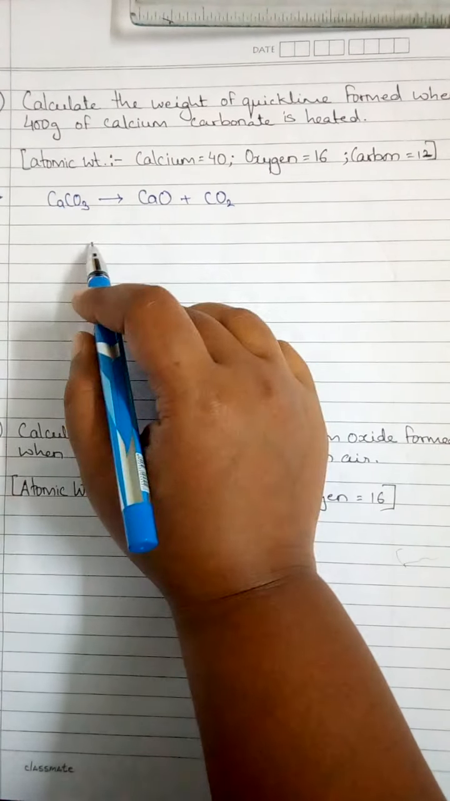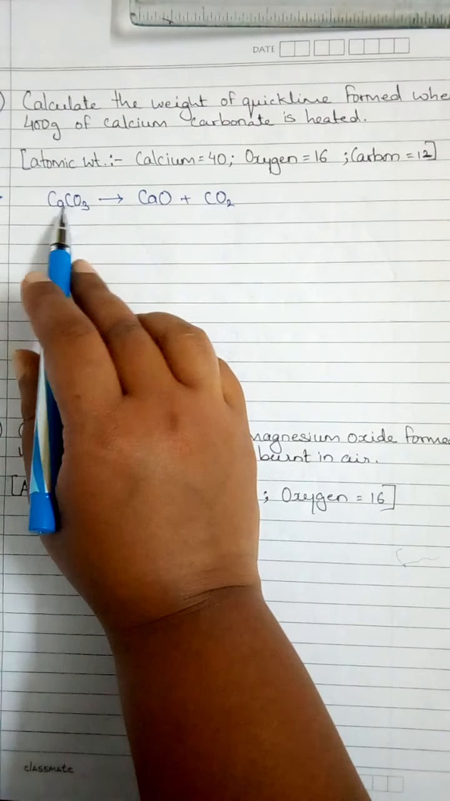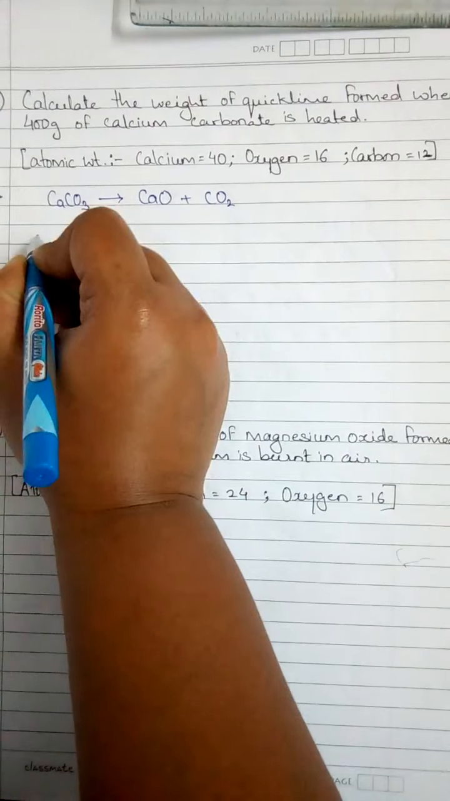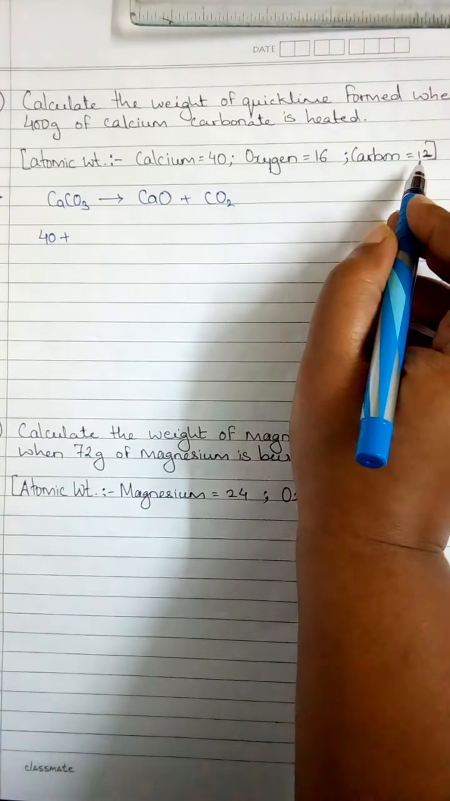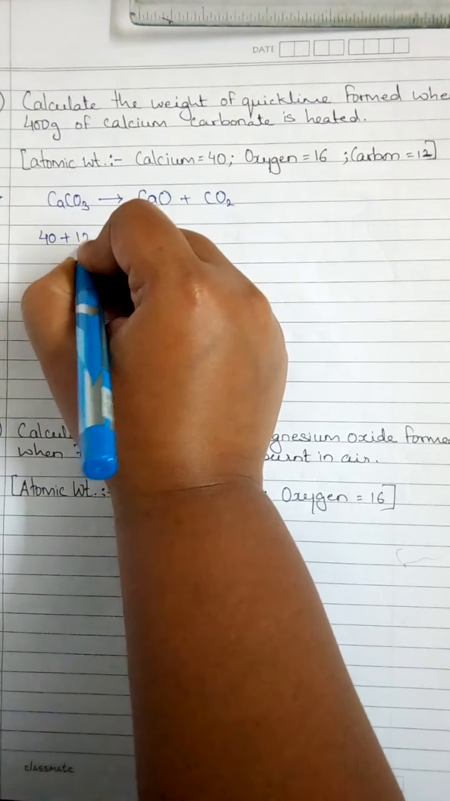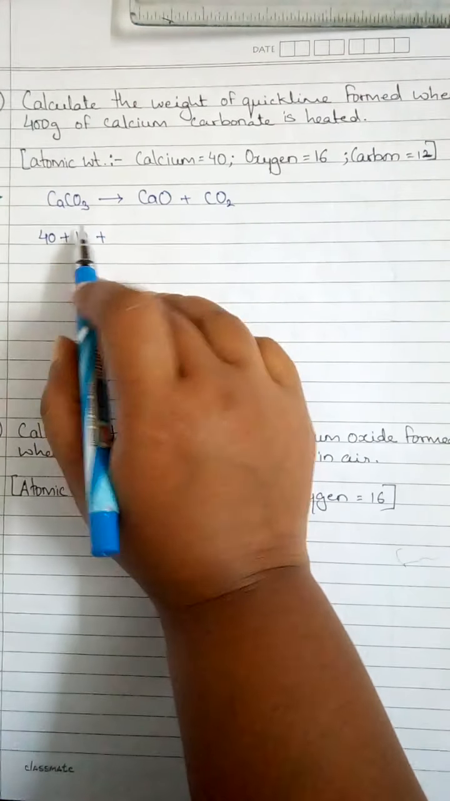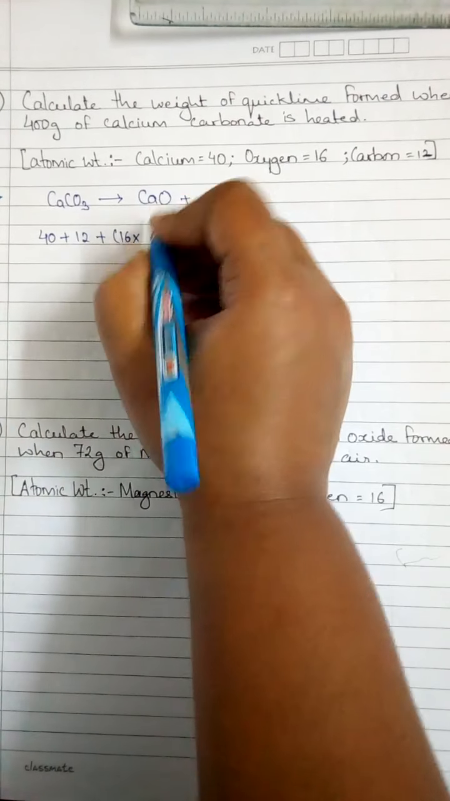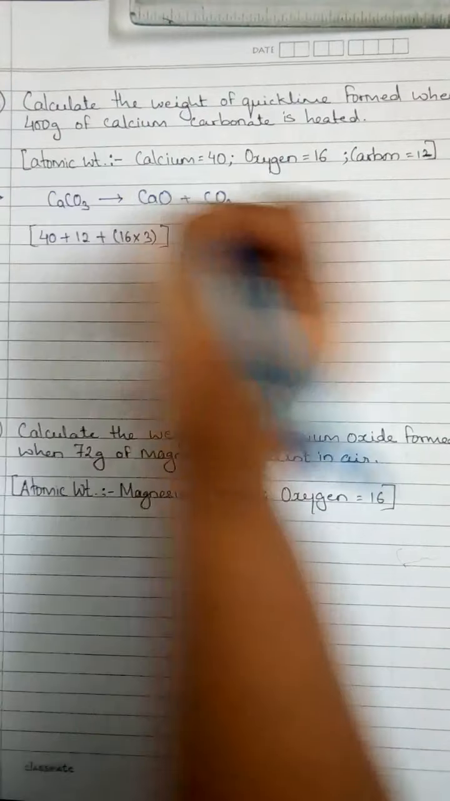Okay, we'll write the atomic weight. Ca is how much? Atomic weight of calcium. Here it is given, calcium is 40. So we'll write 40 plus C is how much? 12. Okay, plus 12 plus O is how much? 16, but that is multiplied by 3, so it will be 16 into 3. So this is our reactant side.